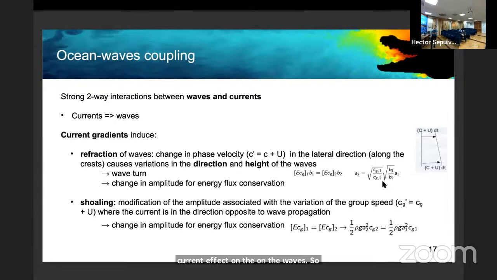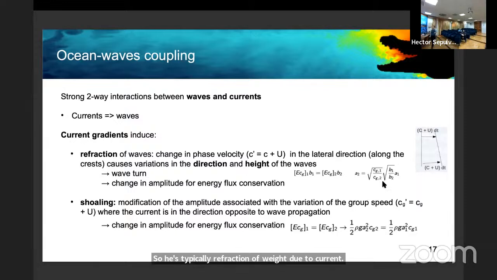When you have a current gradient that can be represented there, you're changing the velocity of the waves that are propagating on top of this current. And if you are changing the phase velocity along a given section, because of the energy conservation of the wave flux, you will have a change in amplitude of the waves, and the waves will start turning. So this is typically refraction of waves due to currents.